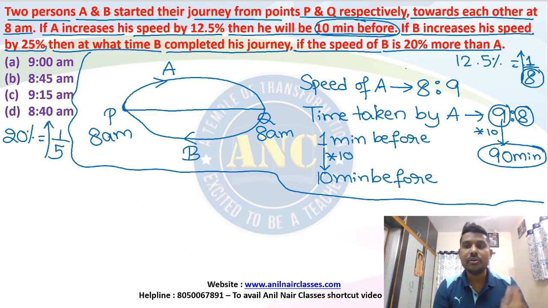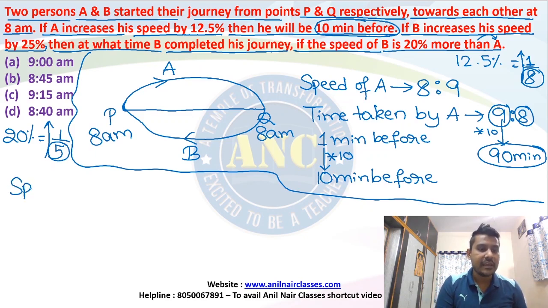And I have already told you many times, whatever comes after than should always come in the denominator. After than A is coming. So speed of A is denominator value. So there are two people, A and B. According to the fraction, A speed is 5 kilometers per hour and B speed will be 1 more than 5. 1 more than 5 will be 6 kilometers per hour. These are nothing but the values of speed.